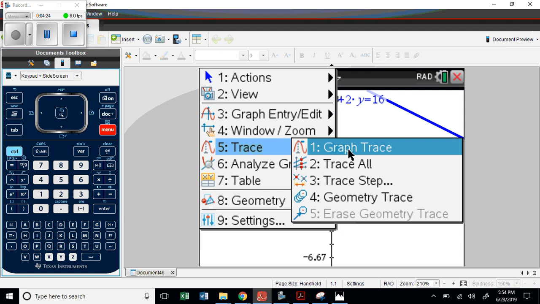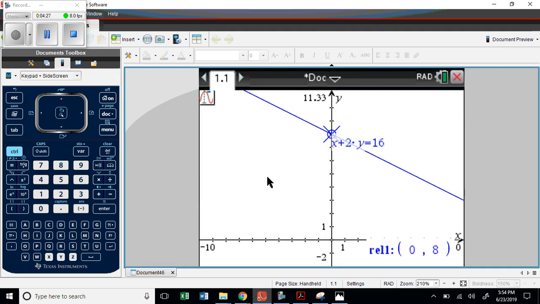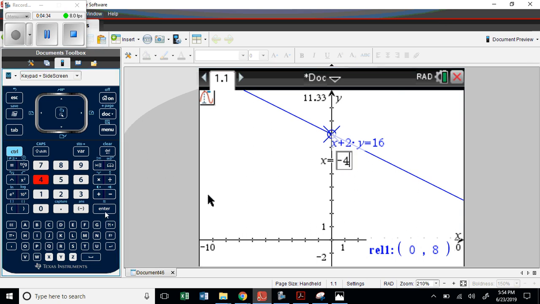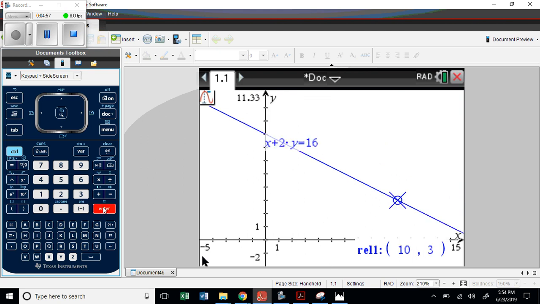So we're going to go trace, graph trace, and we want to check our points. The first point on that line that we want to check is negative 4. When x is negative 4, what's our y value? It is 10, and that matches our table. How about when x is 0? You can see it populates. Hit enter. When x is 0, the corresponding y value is 8. And how about 10? When x is 10, I'm just typing the number in. You can see the corresponding y value is 3.